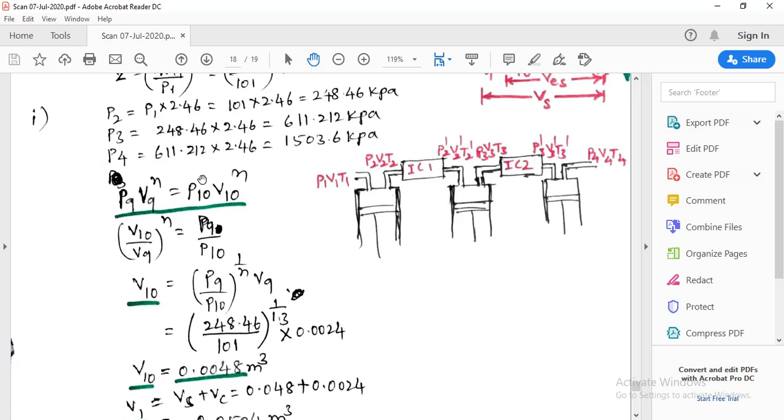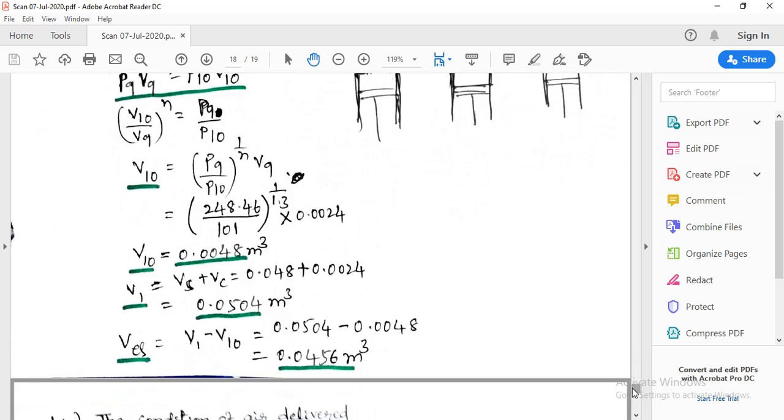We can find out V10. By applying P9 V9 to the power of n is equal to P10 V10 to the power of n, V10 we can find out. So this is equal to 0.0048 meter cube. V10 is equal to this much, as calculated.